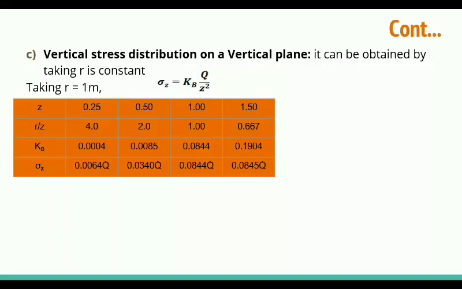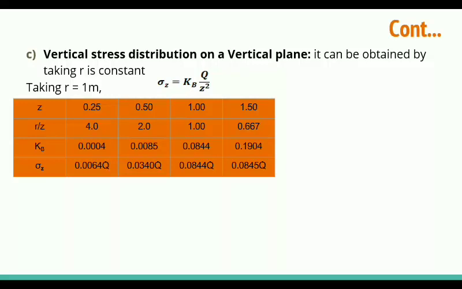So how will we fill this table? We have the r value and we are assuming the z value. It means the first row we fill by assumption, and then we have the r value and the z value. We can calculate the r by z ratio, and then we can fill the second row.